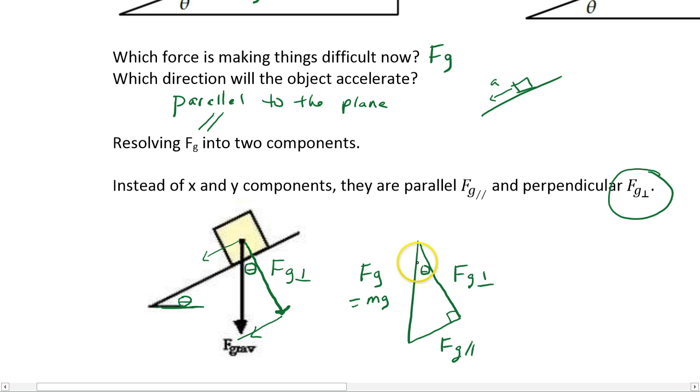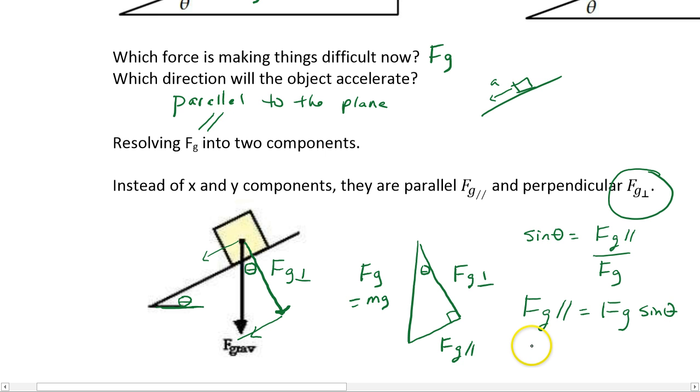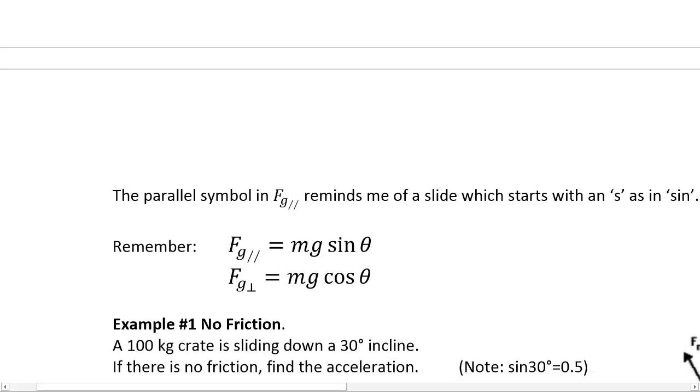Well, mg is my hypotenuse and FG parallel is the opposite side. So I'm thinking here that we would use the sine of theta would be equal to the opposite, FG parallel, over FG. In other words, if we're solving for FG parallel, it would be equal to FG times the sine of theta, or another way to write it, FG parallel will be equal to mg sine of theta.